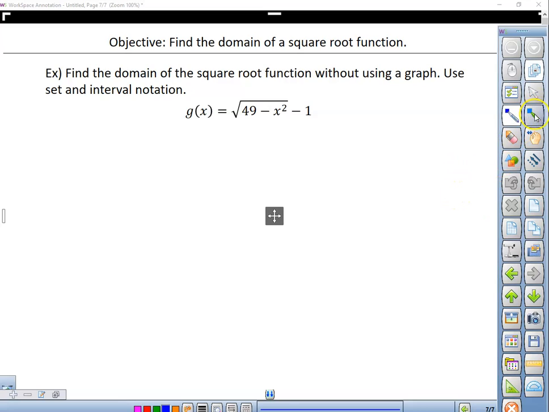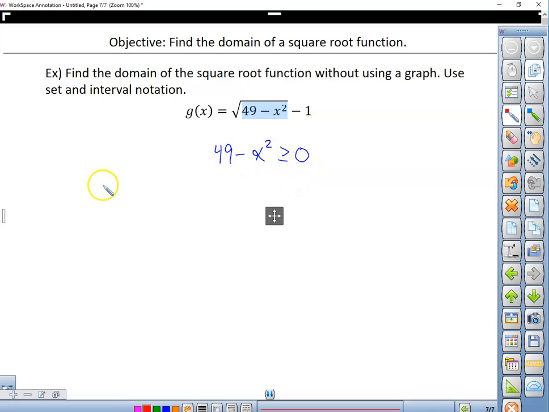All right, so for this one, we have g of x equals the square root of 49 minus x squared and then our minus 1. So our radicand, the part that has to be non-negative, is 49 minus x squared. So we know that 49 minus x squared has to be greater than or equal to 0. Be careful here. One of the biggest mistakes I see here is with people who think that they can solve this like they do linear. It doesn't work that way, ever.